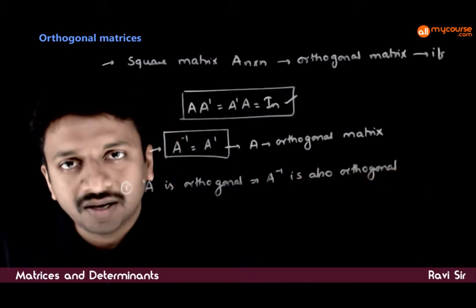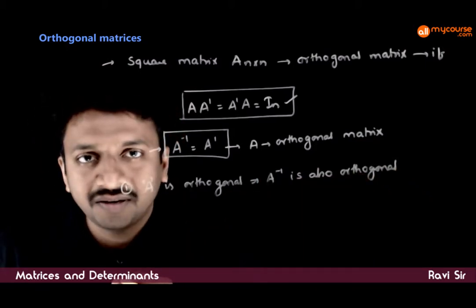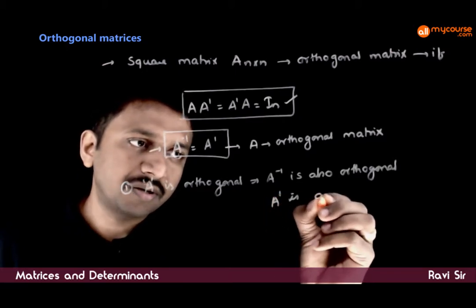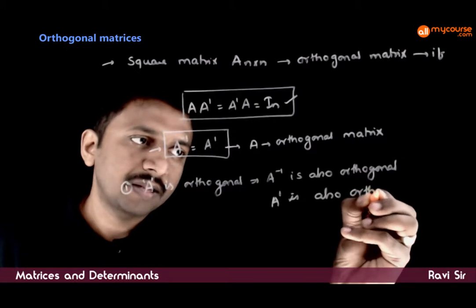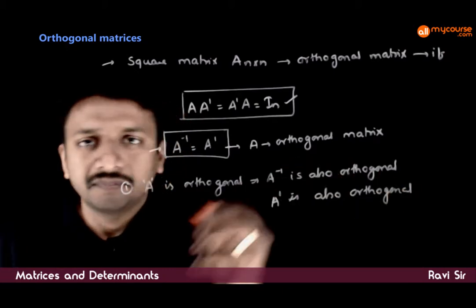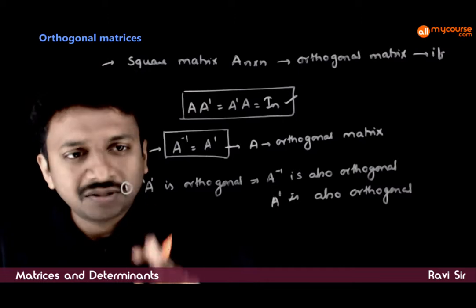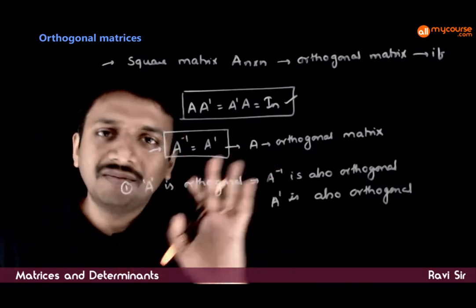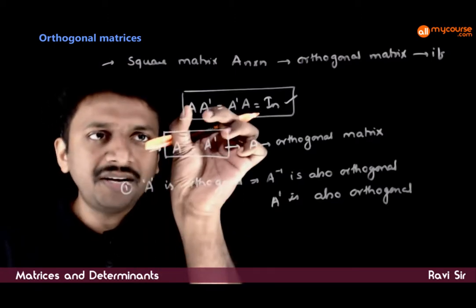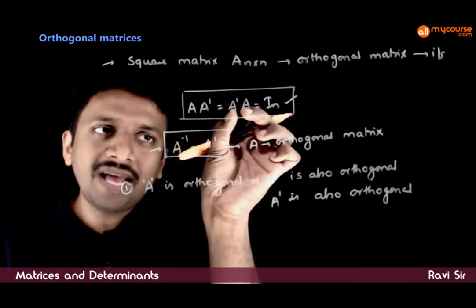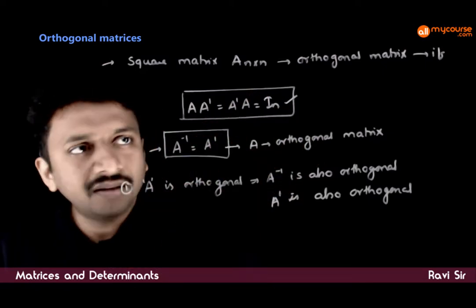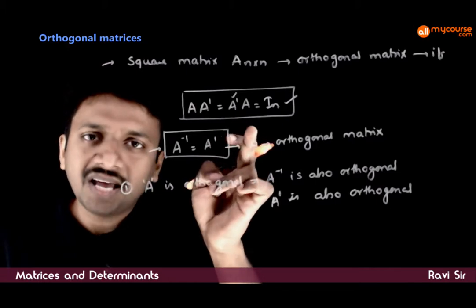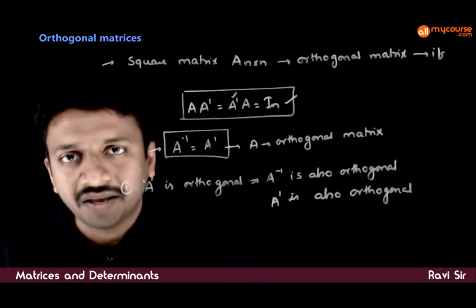If A is orthogonal, then A inverse is also orthogonal, and A transpose is also orthogonal. Because if you interchange these two, A times A dash is equal to A dash times A is equal to I n. So if you do the same thing with respect to A dash, A dash times A is also equal to A dash times A, which is equal to I n.